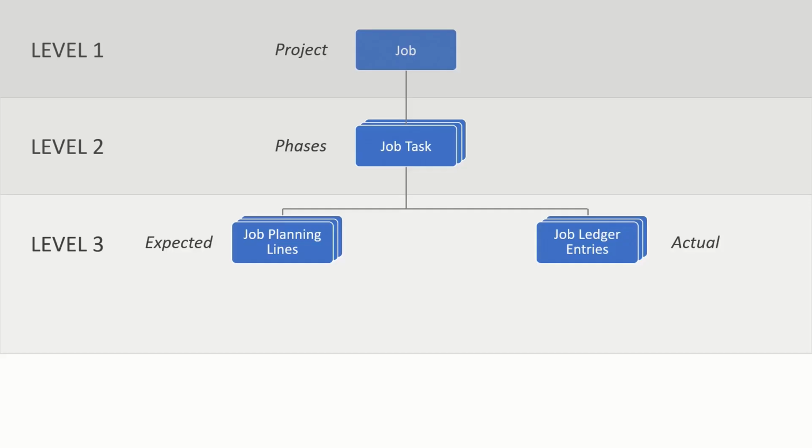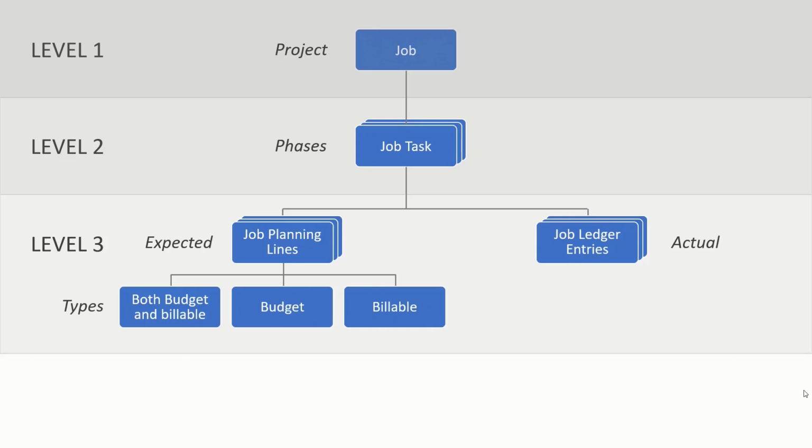Job planning lines are at the third level of the job hierarchy. We use the job planning lines to register our expectations for the job. It is also the job planning lines we use as foundation for creating sales invoices based on our job. The job planning lines can be of type Budget, Billable, and Both Budget and Billable. We use Both Budget and Billable if our expected usage and expected sales are equal.